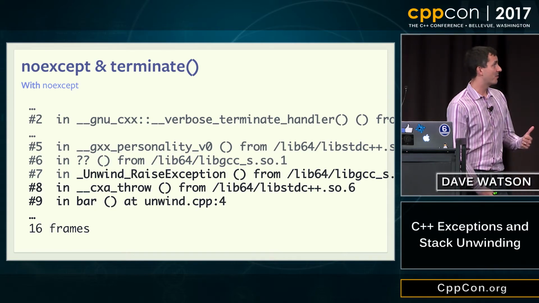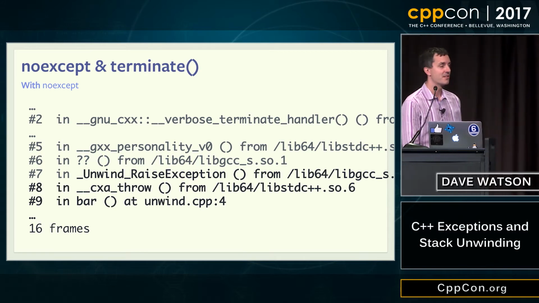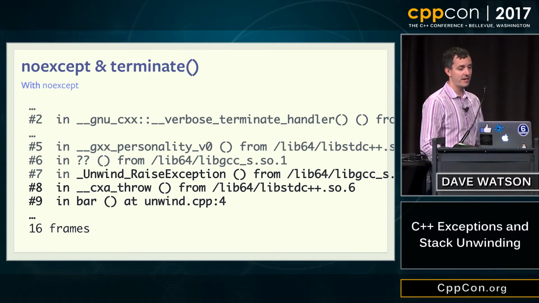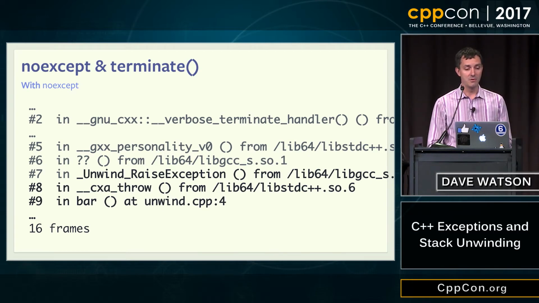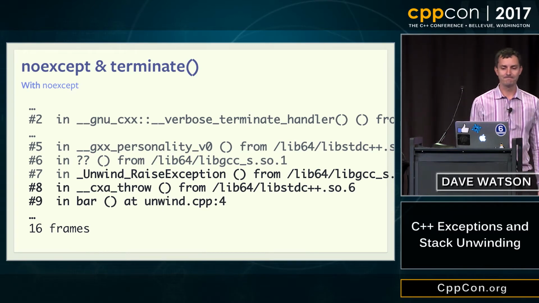So I really like this example because we can actually see all the different layers of abstraction at work here. We can actually see bar in the backtrace. We see __cxa_throw, the C++ ABI. We see unwind raise exception, the Itanium ABI. We then see the personality routine being called and finally terminate. So it's all just kind of laid out there for you to see.